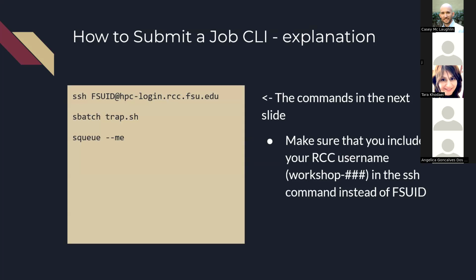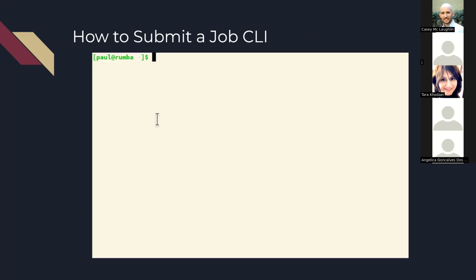So 3 easy steps. If the shell script or the submit script is already on your HPC, all you have to do is log in there and make sure that you're using either your RCC username, or sometimes we do give workshop accounts, depending. So SSH into that login node, and then sbatch the name of that submit script, and then you can check the status of your job using squeue. So the next slide is a GIF of that in action.